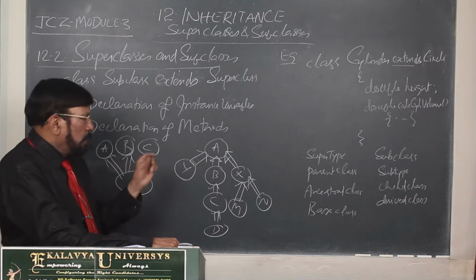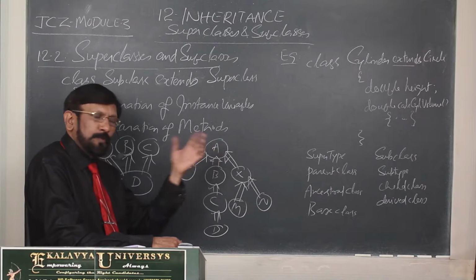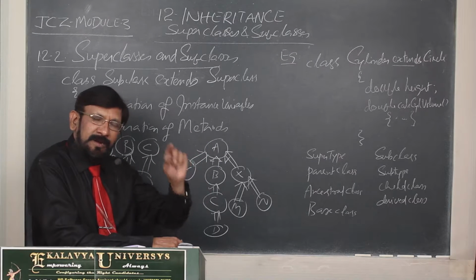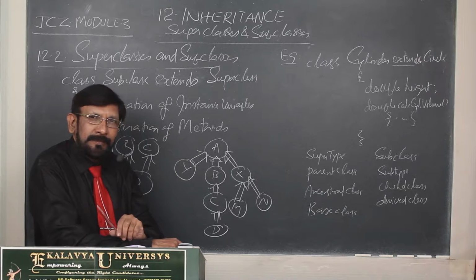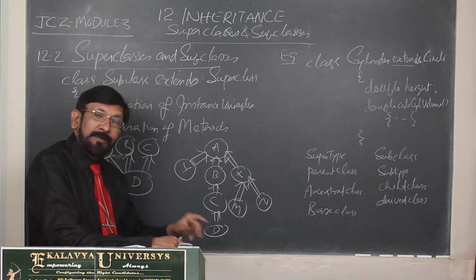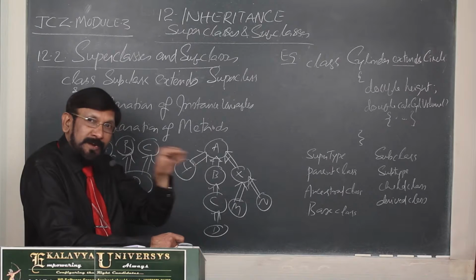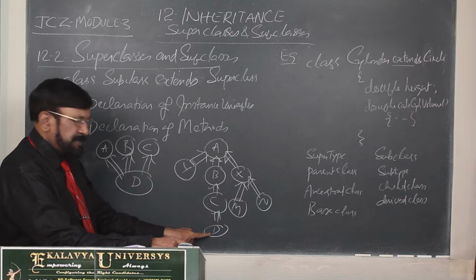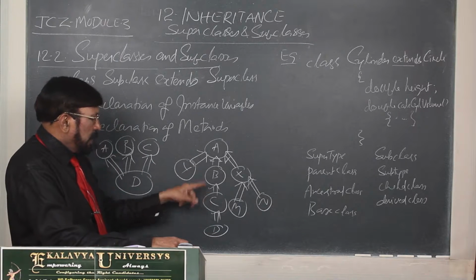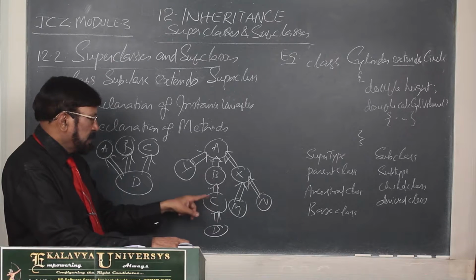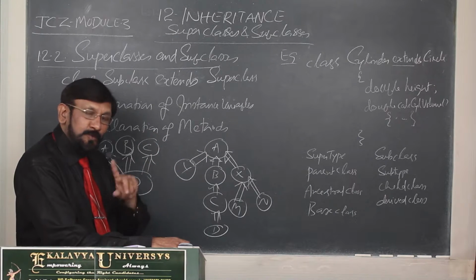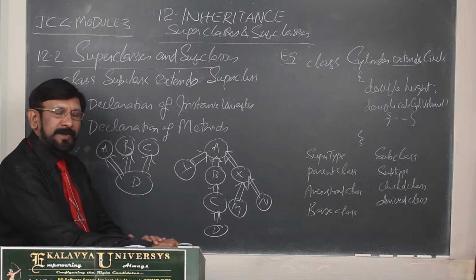Java allows only one immediate superclass. That point, this is called single inheritance. But Java allows multiple superclasses. That is correct. But immediate I am not using. For D is the best example. For D, multiple superclasses are there. They are A, B, C. But those are not immediate. Immediate only one is there.